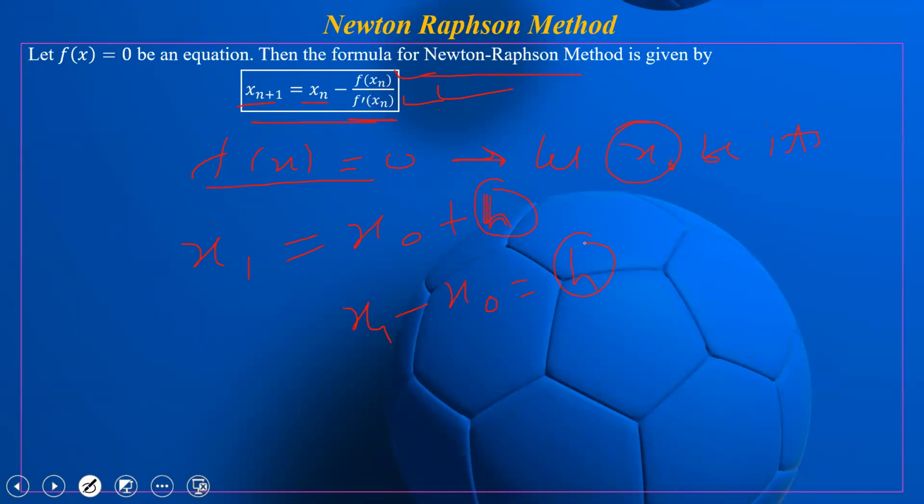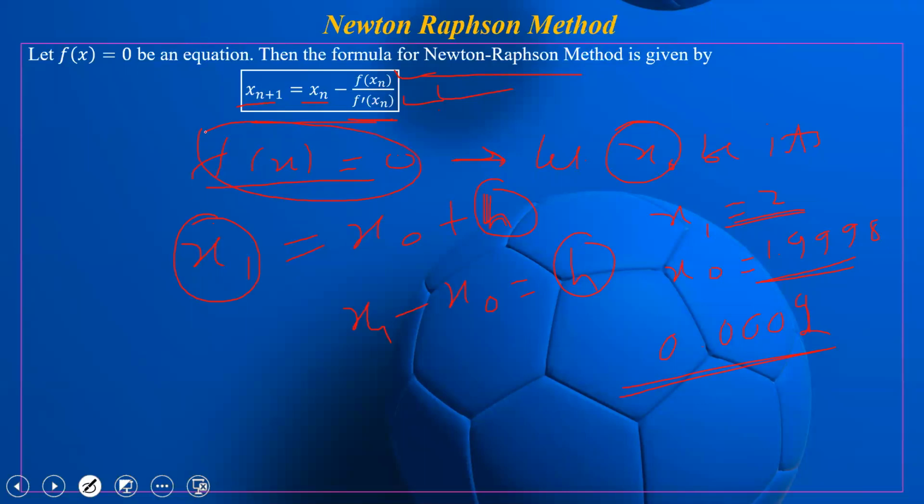Suppose, for example, x1 is 2. Then x0 is like 1.9998. So h is very small. What is the value of h here? It is 0.001 or 0.002 like that. So it is very small. And x1 is the exact solution of this equation.